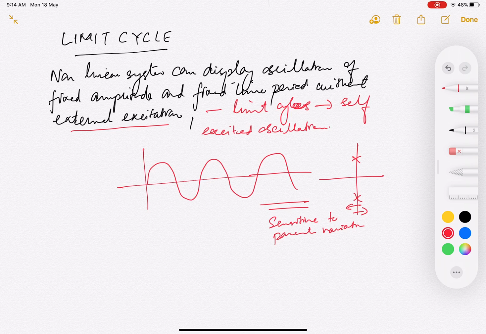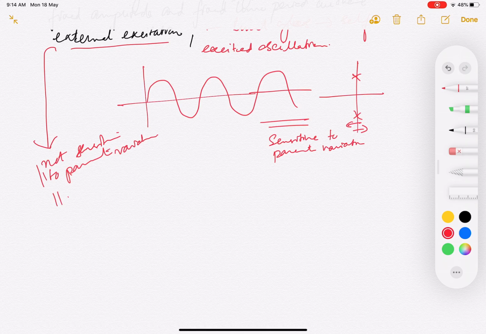But the limit cycle for a nonlinear system is such an oscillation that is not really sensitive to parameter variations, and these oscillations are also independent of initial conditions, right?